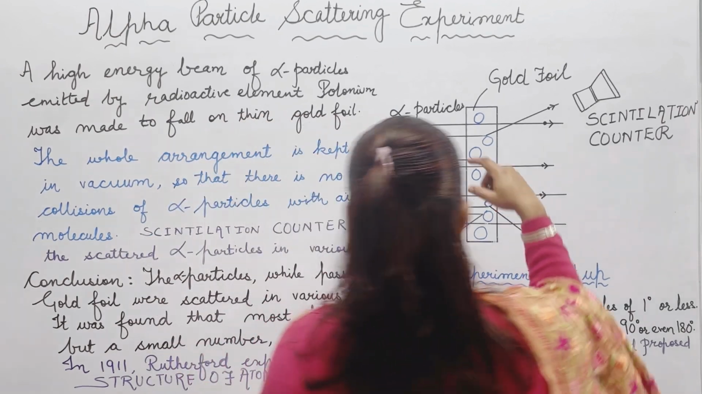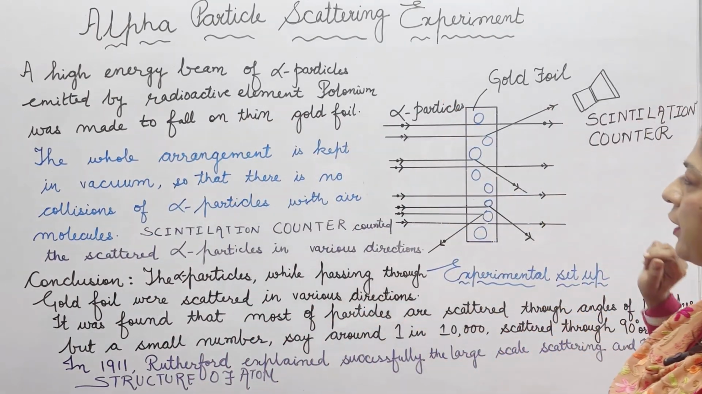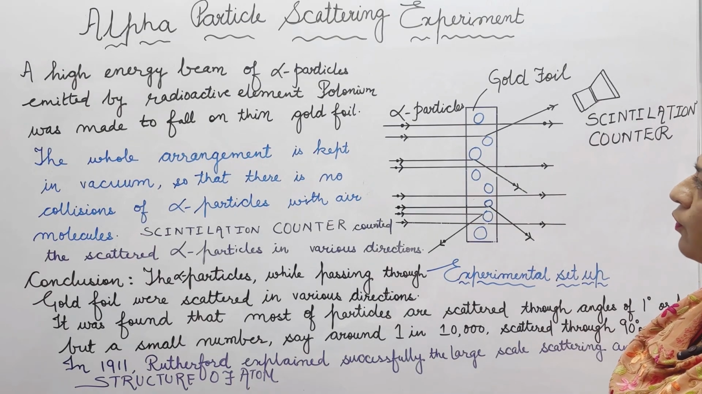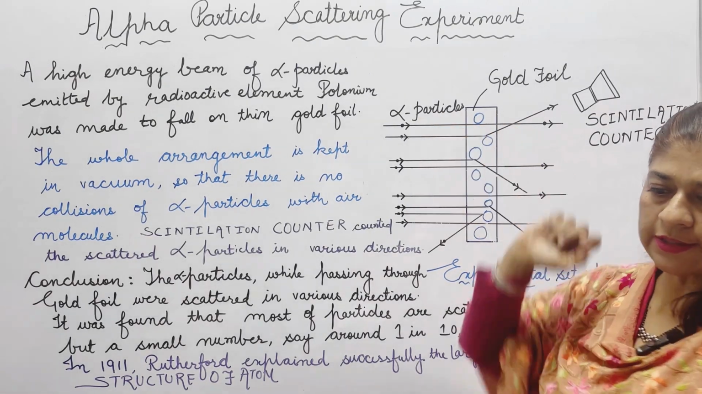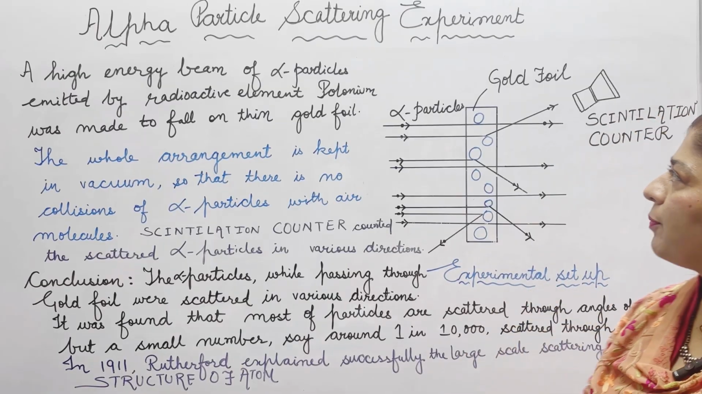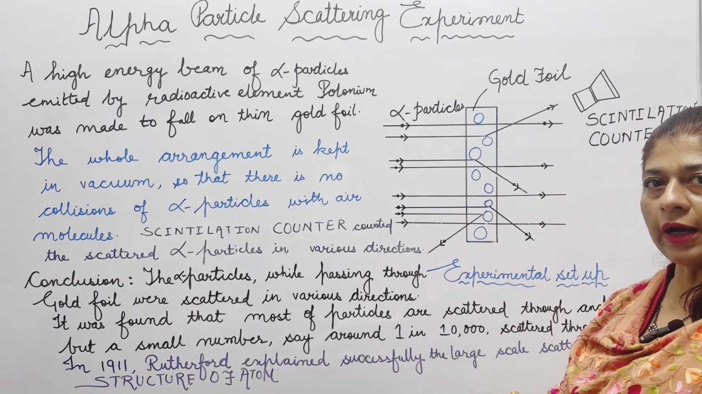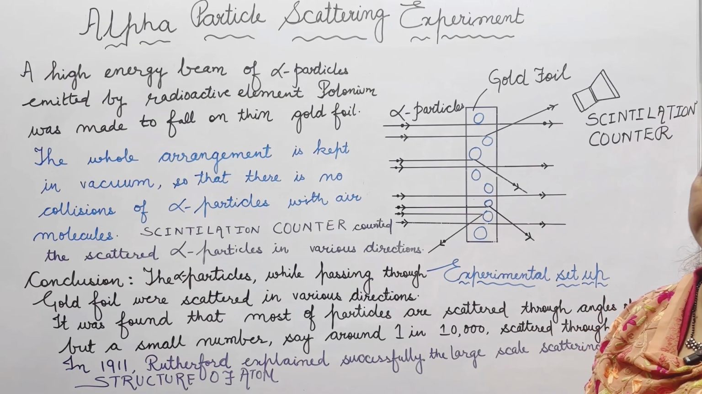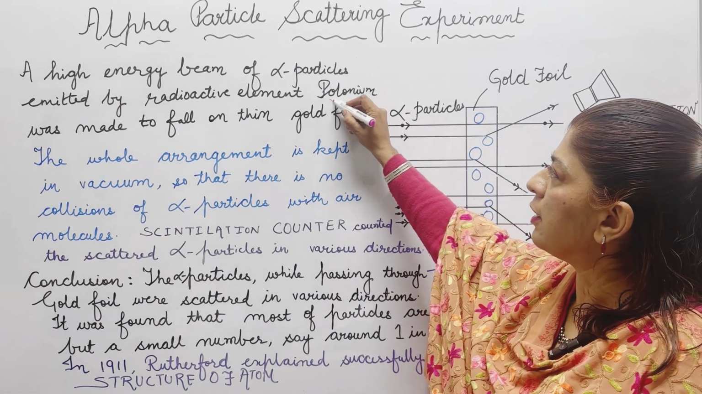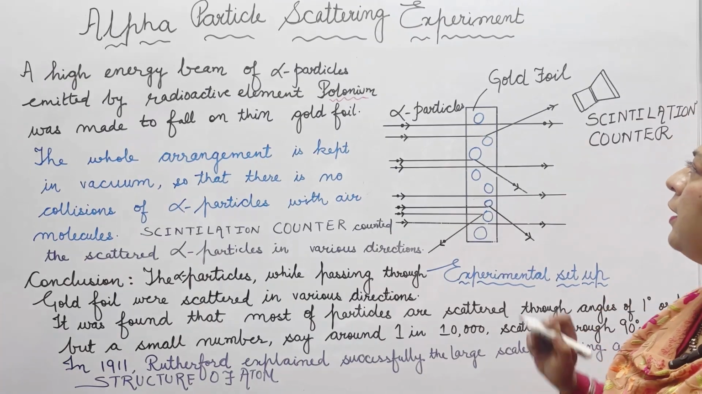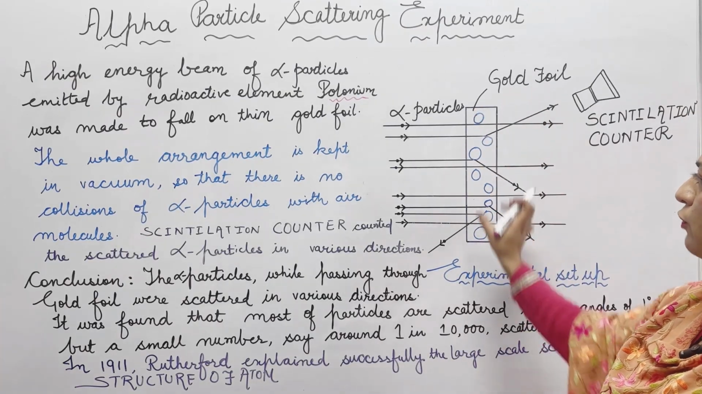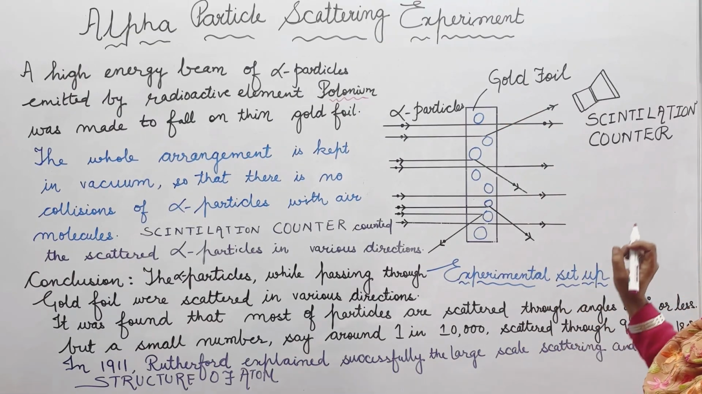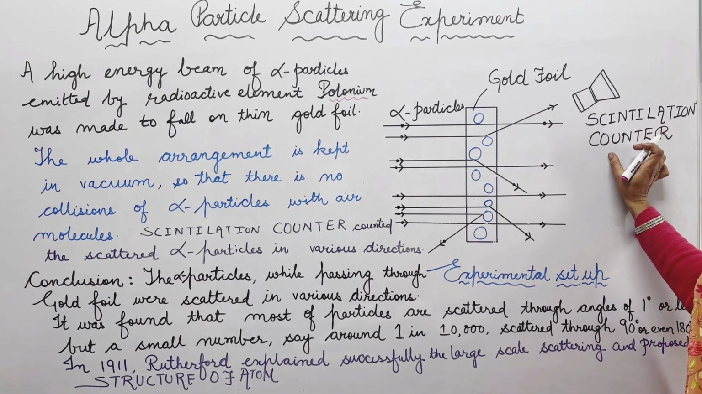Now, this is the experimental setup of Geiger and Marsden for alpha particle scattering. The alpha particle source is a radioactive element, and a high energy alpha particle beam was used by them, produced by the radioactive material polonium. It falls on the gold foil. These are the atoms of the gold foil. And here we have the scintillation counter.